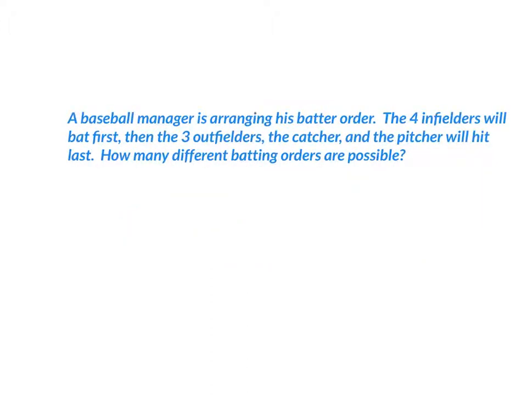A baseball manager is arranging his batting order. Talked about that a second ago. The 4 infielders will hit first, the 3 outfielders next, then the catcher, then the pitcher. So this is going to be fundamental counting principle and permutations all put together. I'll start here, the 4 outfielders. There are 4 outfielders, and they're going to hit first, so this must be Little League or something.